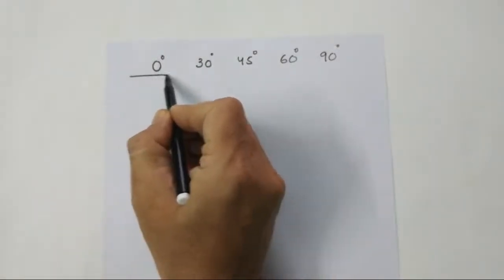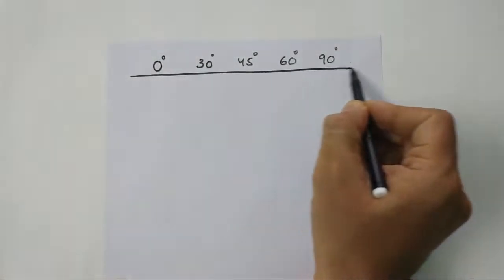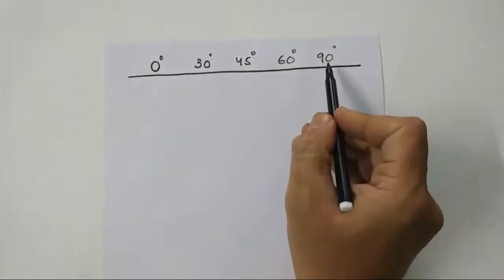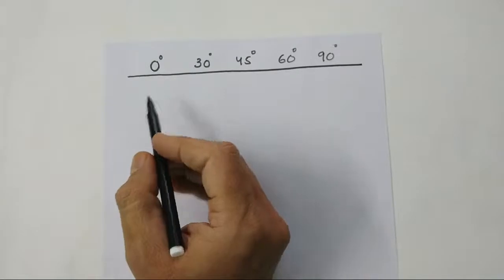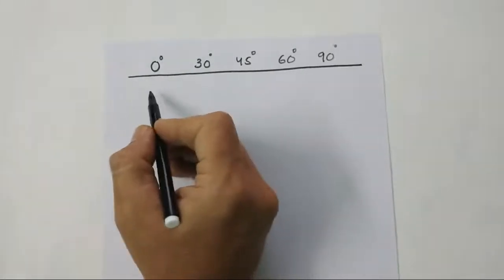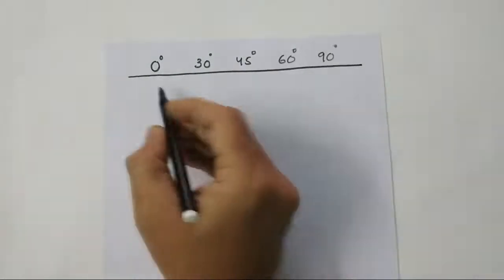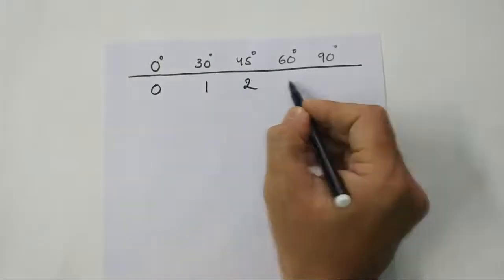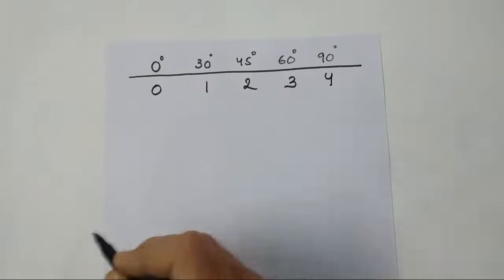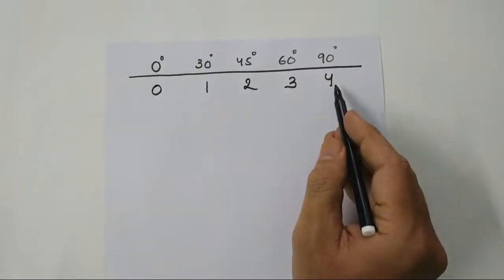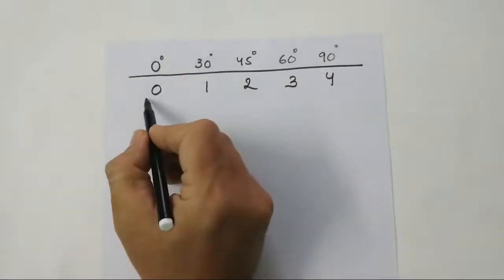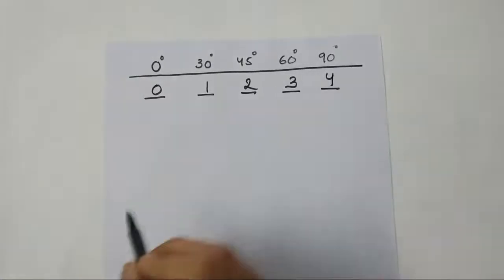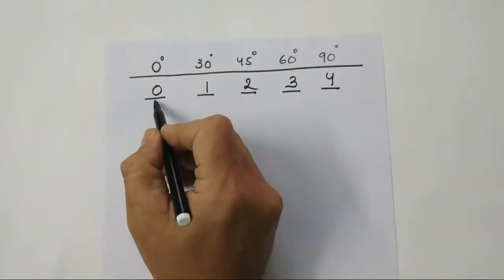So what do you do? This you should do in your answer sheet when you are solving your paper. Write down these degrees even if you have done it. After that, under these numbers you write down numbers starting from 0, 1, 2, 3, 4. Just write down these numbers. After that, put a division sign under them. Divide each number by 4.